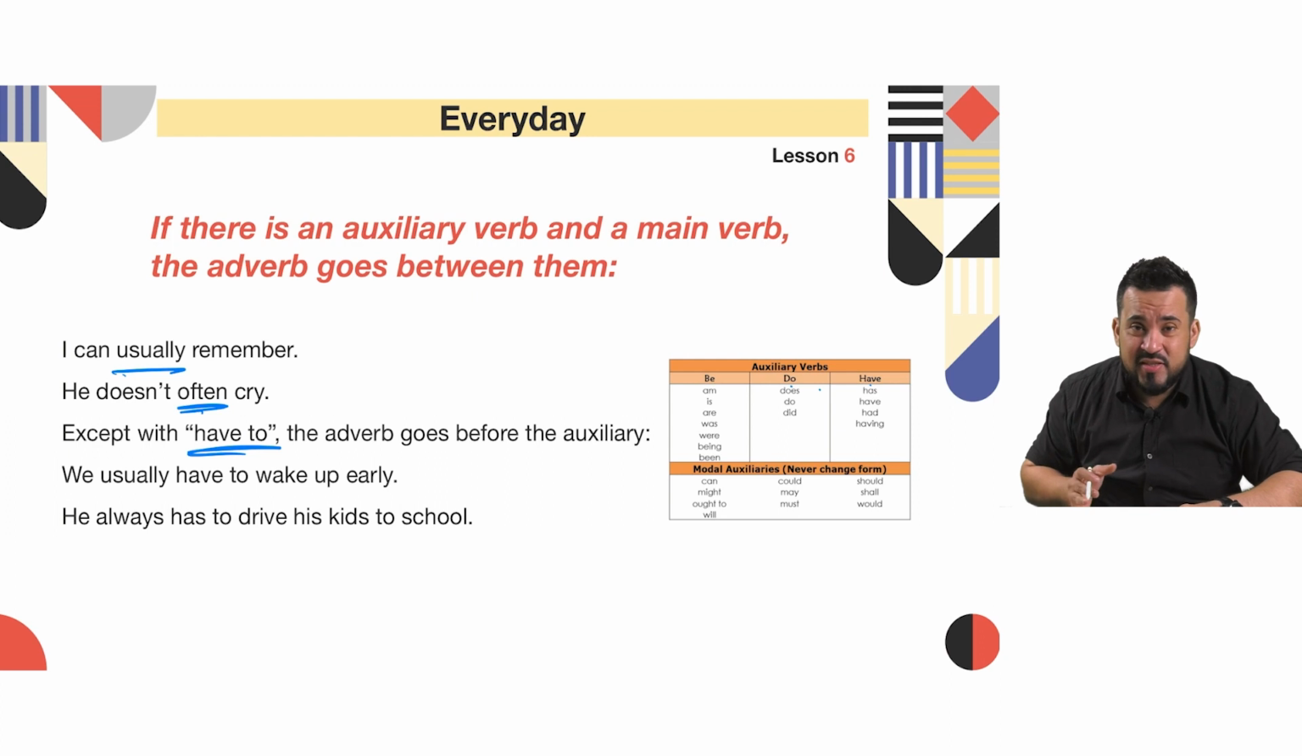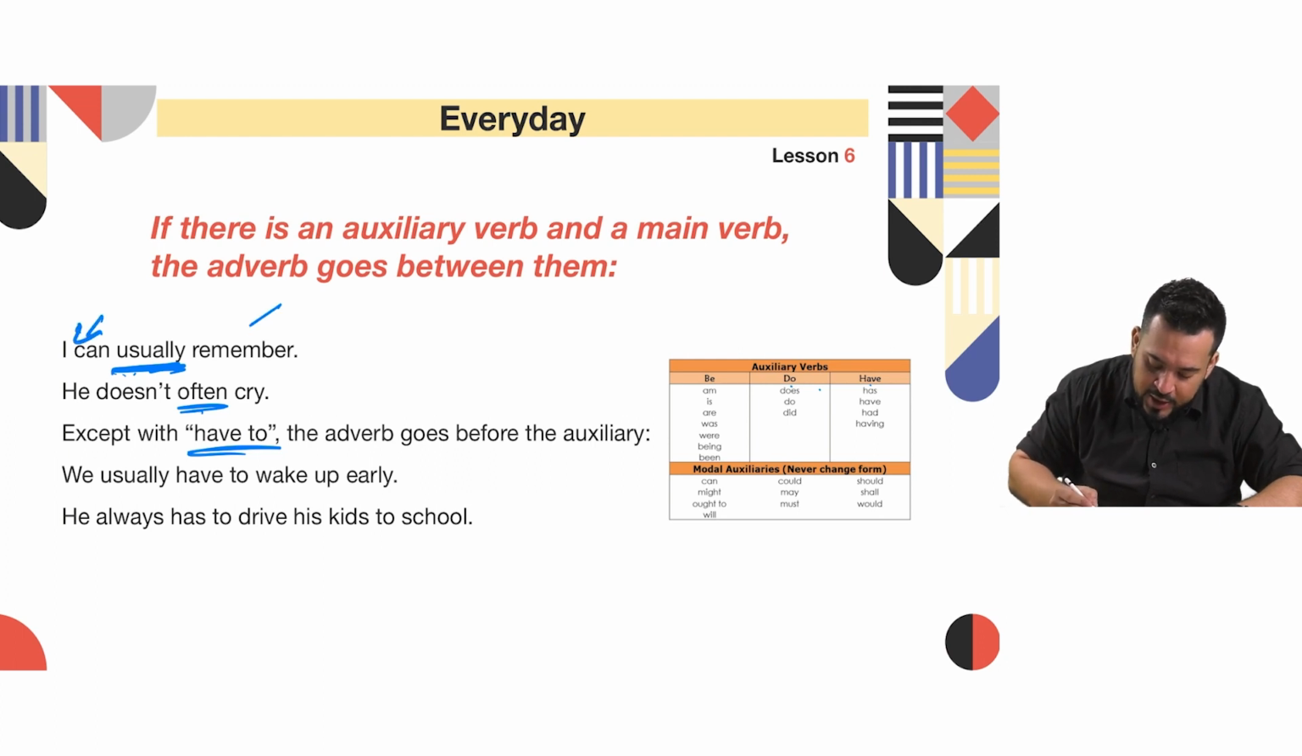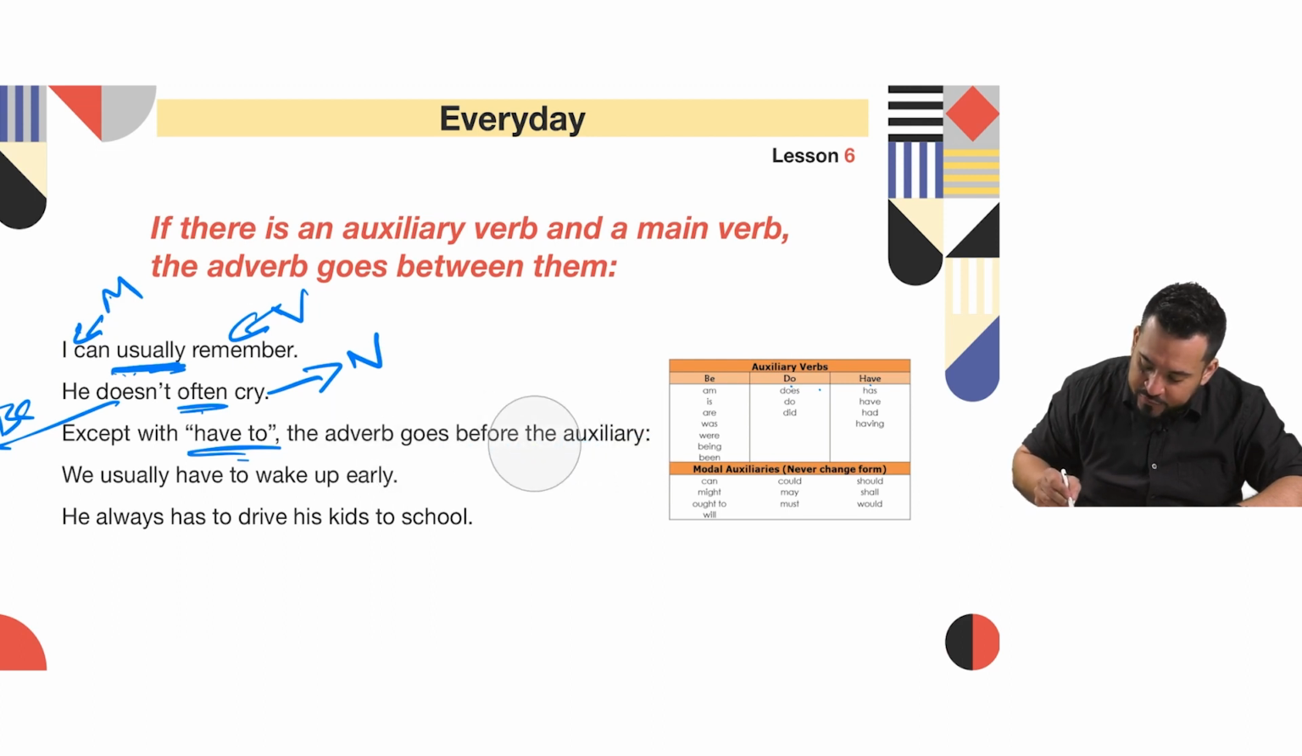Have to is not an auxiliary, okay? Have to is a different rule. Usually comes between a modal, can, and a verb. Remember, this is a verb and this is a modal. He doesn't often. Doesn't came between a verb to be and cry. Again, this is a main verb. With have to, the adverb goes before the auxiliary. Okay, so only with have to, because have to is not considered a modal.